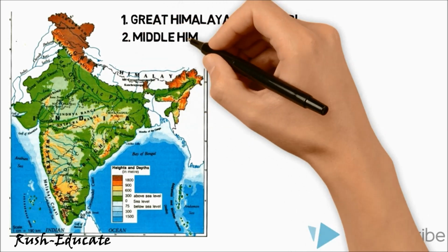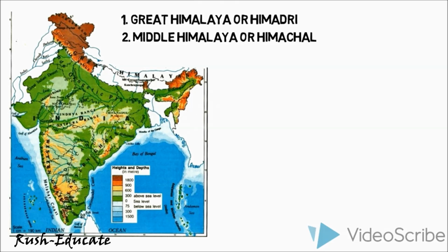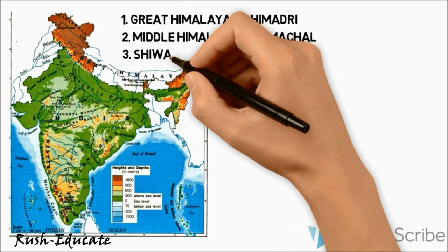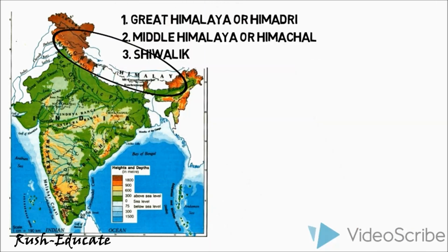Middle Himalaya, or Himachal, lies to the south of Himadri. Many popular hill stations are situated here. The Shivalik is the southernmost range. The northern Indian plains lie to the south of the Himalayas. They are generally level and flat.